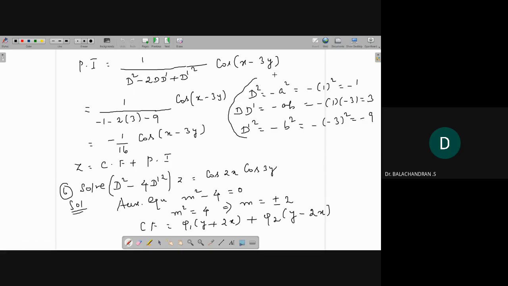So here 1 by what? You should replace D square by minus 1, minus 2 into D D dash by 3, and D dash square by minus 9, into cos of x minus 3y. So the denominator is 16 minus 1 by 16 into cos of x minus 3y. And hence the general solution is Z equal to CF plus PI.